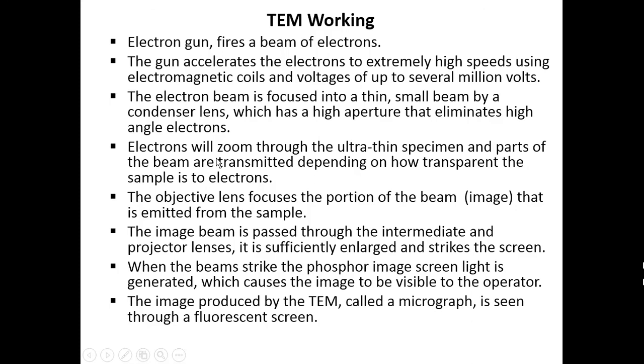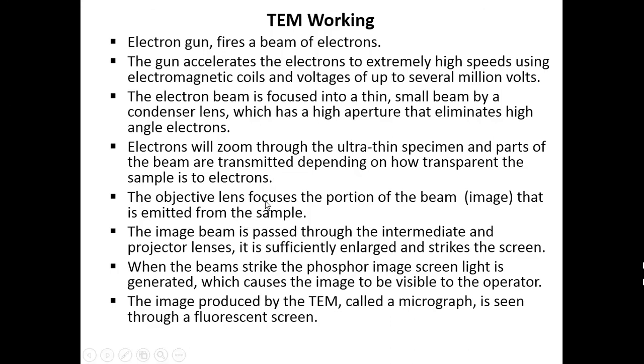The electron will zoom through the ultra thin specimen, and that will be passing through the specimen, and parts of the beam are transmitted depending on how transparent the sample is to electrons. Actually, the penetration of the electron through the sample and reaching to the other side of the sample depends upon the thickness of the sample. Okay, that depends upon the thickness of the sample and how transparent the sample is to electrons. That is very important, because transparent here does not mean transparent as we see in the optical sense. It is actually the transparency with regard to the penetration of the electron beam. Okay, that is how transparent the sample is to electrons.